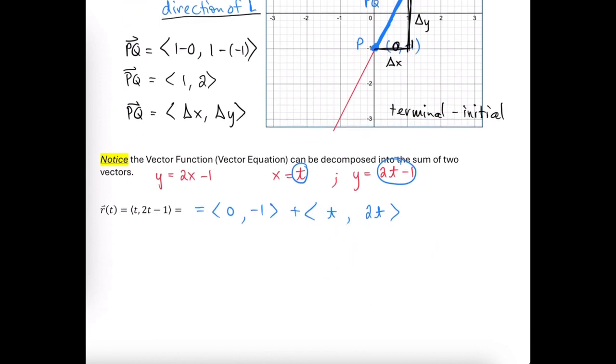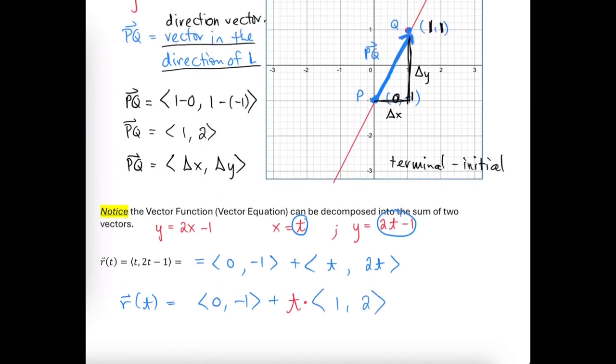What we're doing is trying to develop an understanding for why we express our vector functions for lines in a particular way. So we're going to keep decomposing this a little bit using this specific example, and then we're going to generalize the process in the form of a formula for the equation of a line. So we have <0, -1>, and let's also factor out this scalar quantity t from the second vector so that I have <1, 2> remaining.